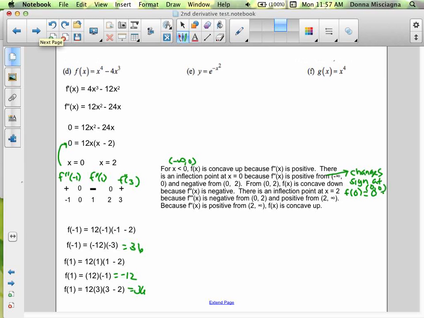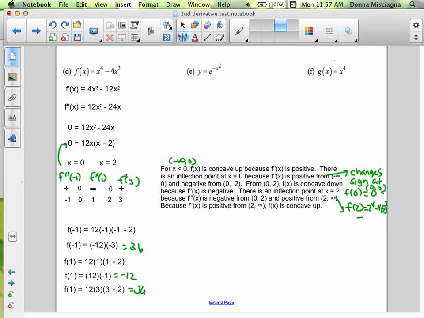From 0 to 2, f of x is concave down because f double prime of x is negative. There's an inflection point at x equals 2. And specifically, that would be f of 2. That would be 2 to the 4th minus 4 times 2 cubed.